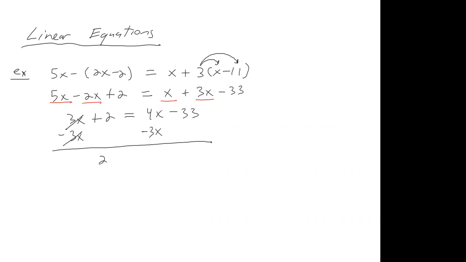So now I'm left with 2 equals 4x minus 3x is 1x, or just x, minus 33. Now to get the x alone, it's pretty easy because I have a minus 33. So I just add a positive 33 to both sides. These cancel, and I'm left with x equaling 35. That's my final answer because now I have x alone.